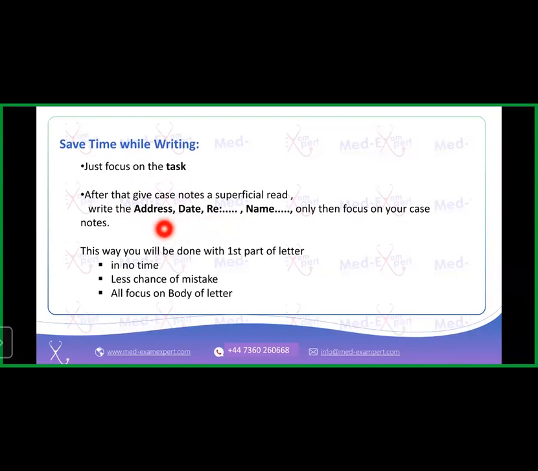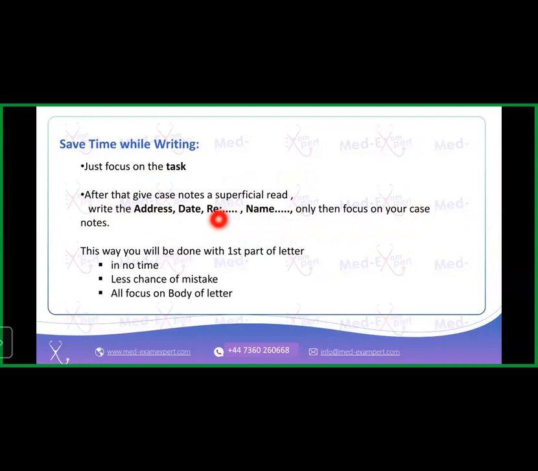For example, the address will come first, then the date, then you have to write the reference of the patient, then the name of the doctor, and only then focus on your case notes. Why am I telling you this? When you write these things first, you will not be worrying that you have to write them. You will only focus on the case notes and write about the patient. You will be done with the first part of the letter. This information is about the first part of the letter.